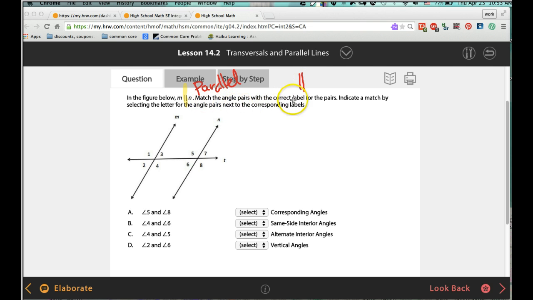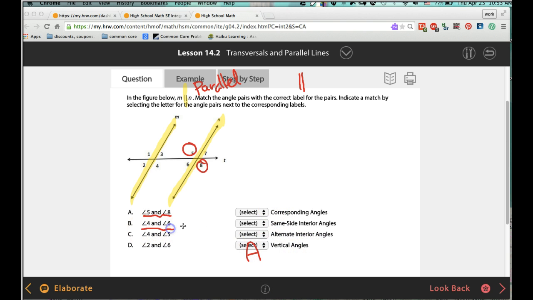Match the angle pairs with the correct label for the pairs. Indicate a match by selecting the letter. Okay, so what we know is M and N are parallel to each other, right? So then we have to know all the angle pairs. Okay, so let's take a look. Angle 5 and 8. Oh gosh, that is vertical angles, right? So that would be A.